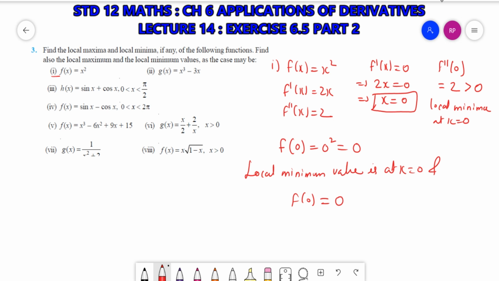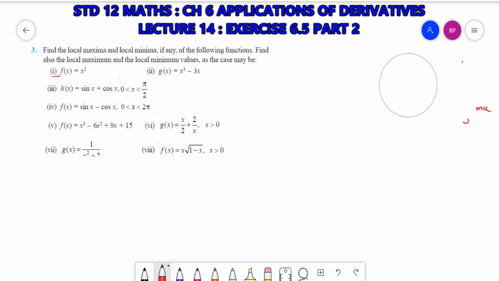Okay, the second one is similar to the first, you solve it by yourself. Third and fourth, both are similar, so I'm solving the fourth one. Third one, you solve it by yourself. f(x) is equal to sin x minus cos x, and it's also given that x is between 0 to 2 pi.